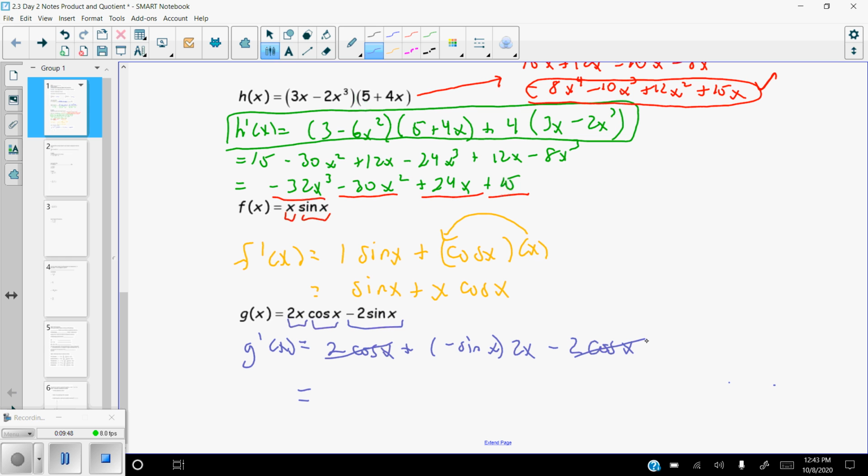Wonderful. Then I can pull the positive 2x out in front, and we'll have negative 2x sine of x. Really, that's like having a negative 1 out in front of the sine of x, so it's like negative 1 times 2x, so it's negative 2x sine of x. So that's it. That is our derivative using the product rule.